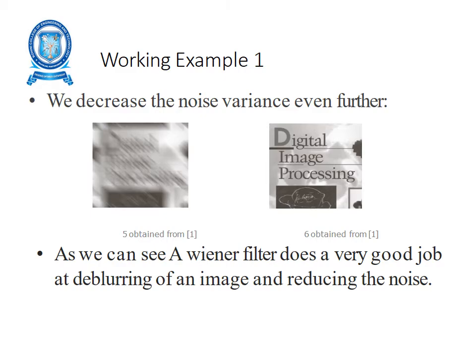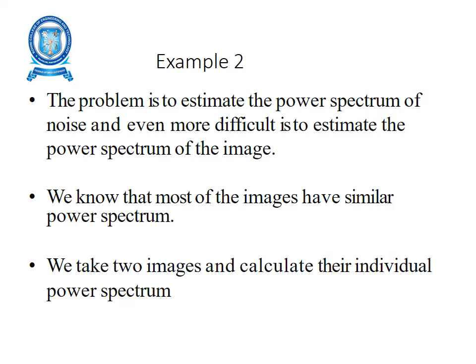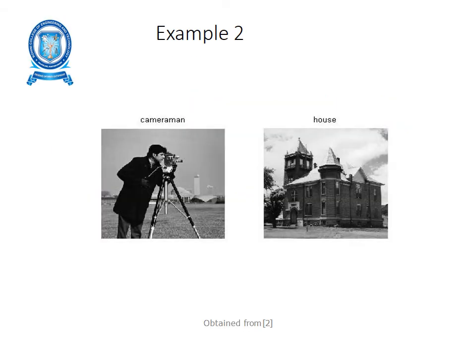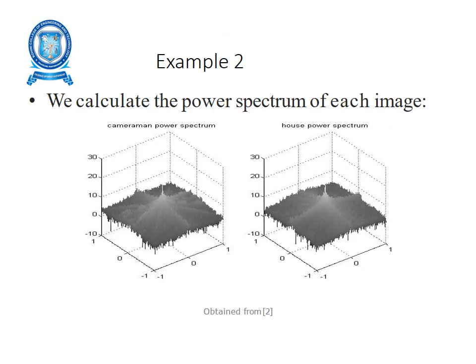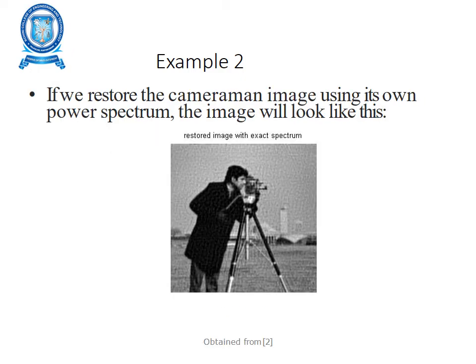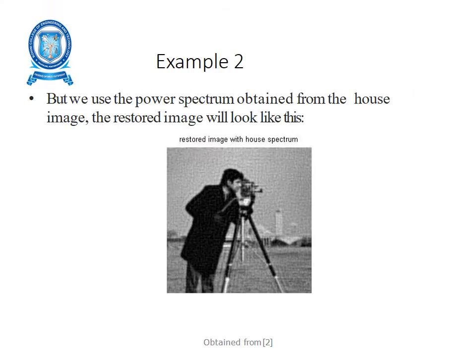So this is how the Wiener filter works. Since it is said to need a similar power spectrum, I am taking two different types of images, for example a cameraman and a house. I am going to calculate the power spectrum for these two images. In this slide you can see the cameraman's power spectrum is like this, and the house power spectrum is like this. See the difference: the restored image with the exact same spectrum, and the restored image with a different spectrum, that is the house spectrum.